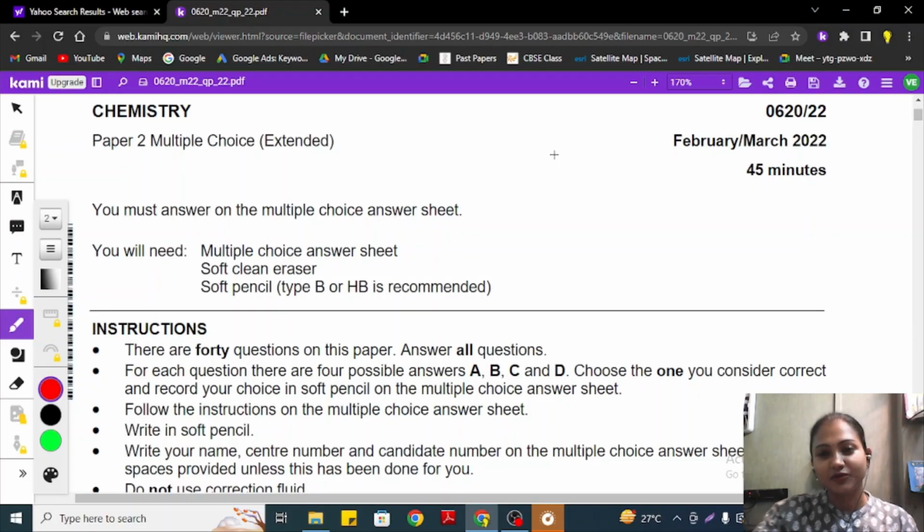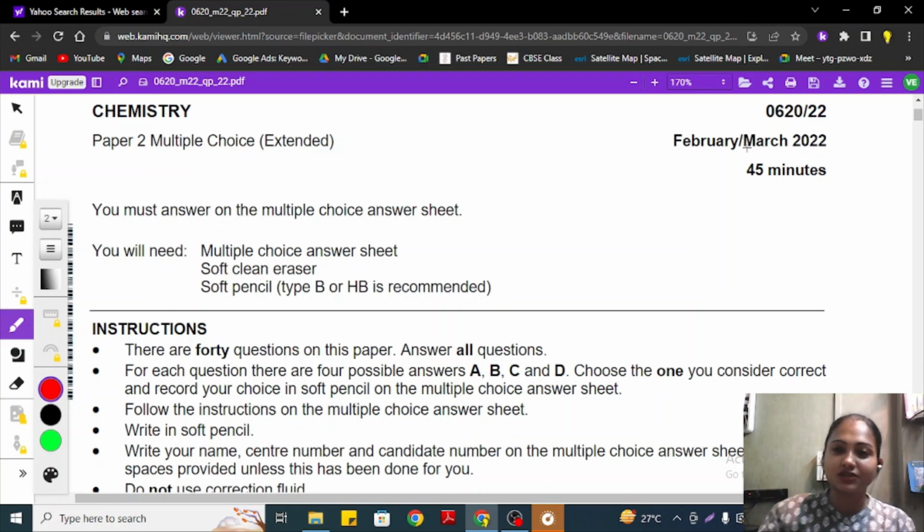So without any further ado, let's jump in and start solving the chemistry MCQ paper. So hello everyone, let's start solving our paper. This is the chemistry paper. It is a multiple choice question paper, the MCQ paper for extended. The code is 22, the Feb March paper.